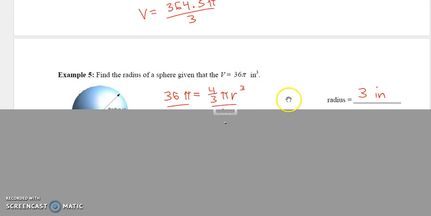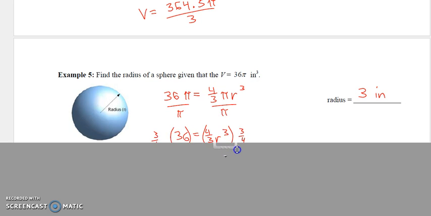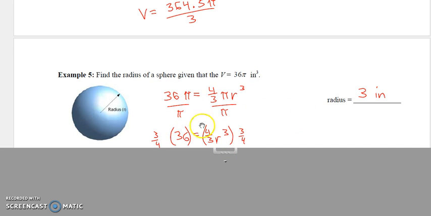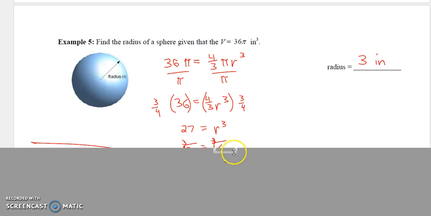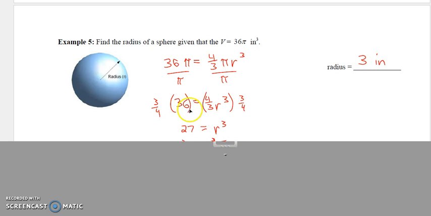So how are we going to do that? Well, first we just divide out the pi. So that's what I did. And those will just cancel out. So now we're down to 36 equals 4/3 r cubed. Before we can get rid of the exponent, we have to get rid of that multiply by 4/3. So how do we do that? Well, you either divide by 4/3, or if you're trying to divide by a fraction, remember you just multiply by the reciprocal. So I'm going to multiply both sides by 3/4. That will make these cancel out. So I'll just be left with r cubed on the right side of the equation. And then 36 times 3 divided by 4 is 27.